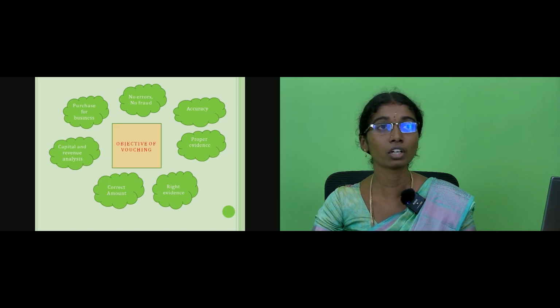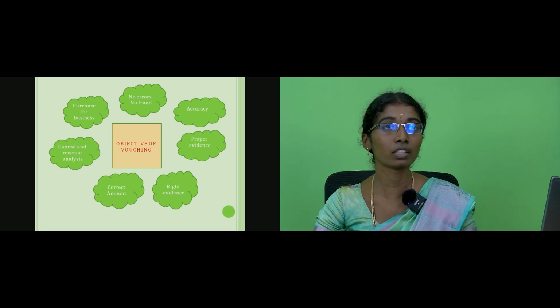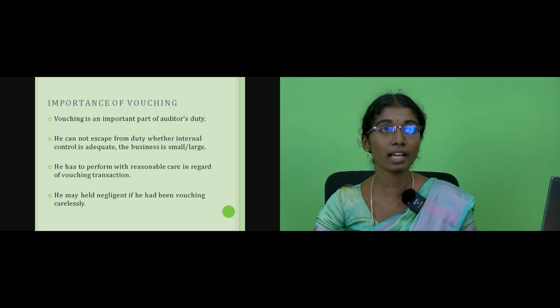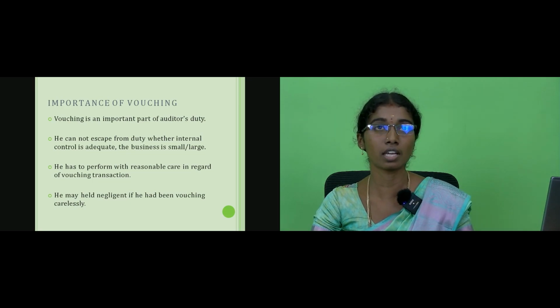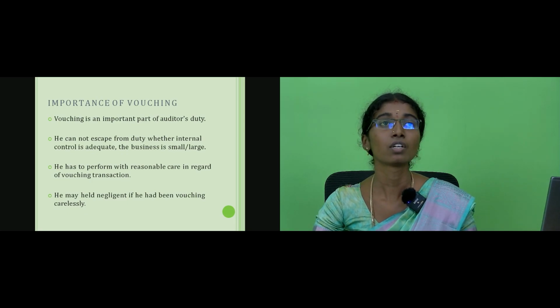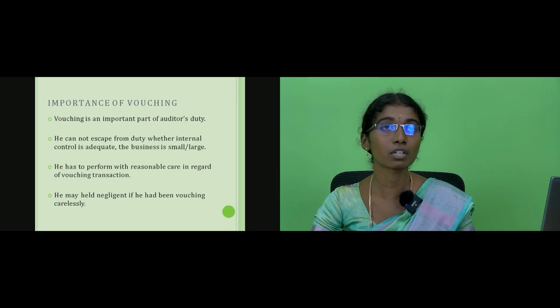The auditor can also analyze capital and revenue items, and in the case of the purchase of assets like machineries and furniture in the business, those items can also be verified by vouching the books of accounts. Next comes the importance of vouching. Vouching is a part of the auditor's examination. It is an important part of the auditor's duty. Whose duty? It is the auditor's duty to examine the books of accounts with the help of vouching.